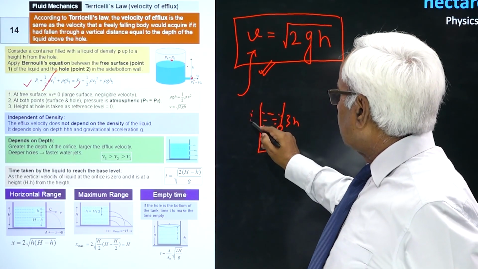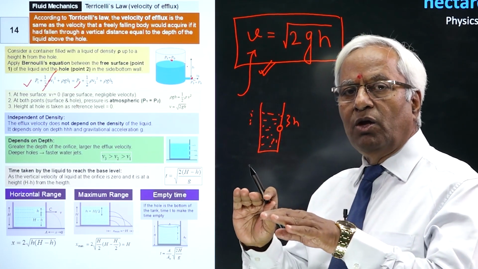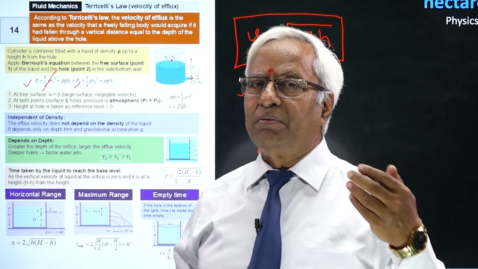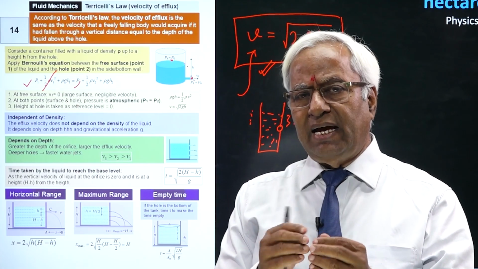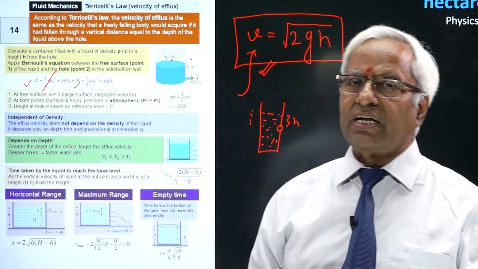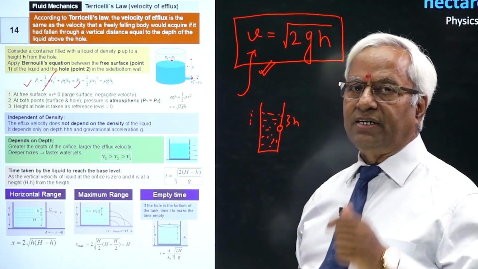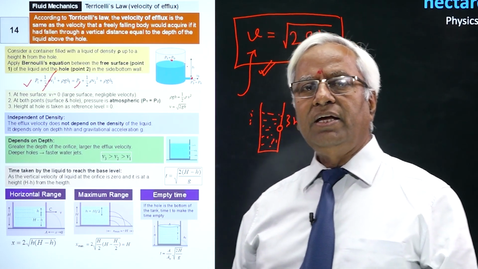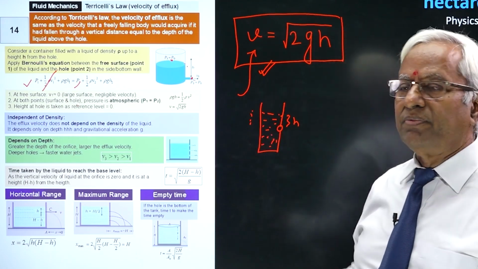So, you could say the velocity of efflux for a liquid coming out from an orifice at a depth h is the same as the velocity gained by a body in falling freely through the same height. In fact, this analogy, this similarity is given the term Torricelli's theorem. Once again, I'll repeat. The velocity of efflux for the liquid coming out of the orifice at a depth h is the same as the velocity gained by a freely falling body in height h. This is called Torricelli's theorem.